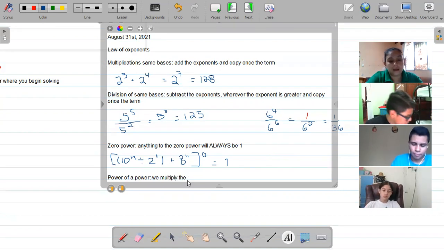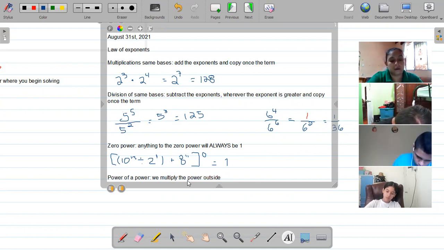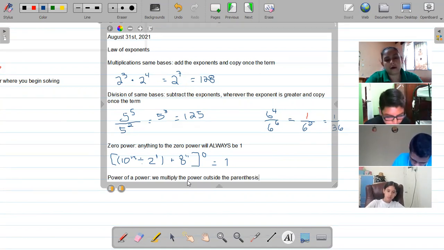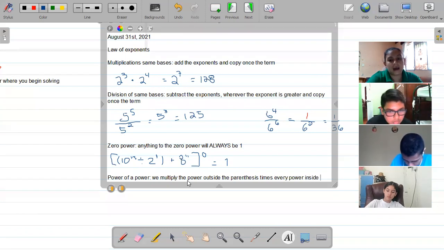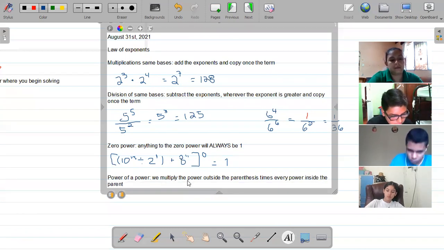We multiply the power on the outside of the parentheses times everything inside the parentheses. Times every power inside the parentheses. Okay, so let's see an example.